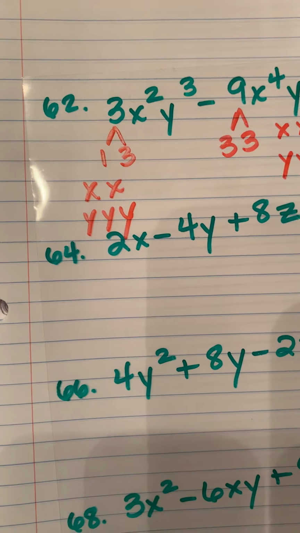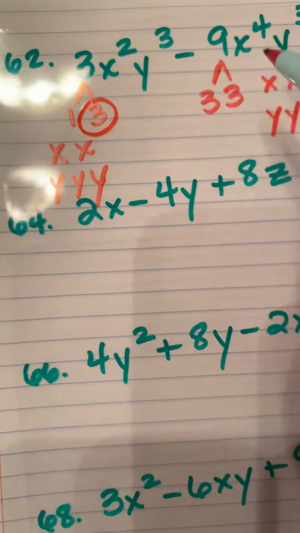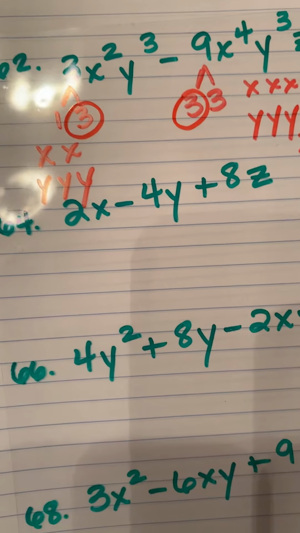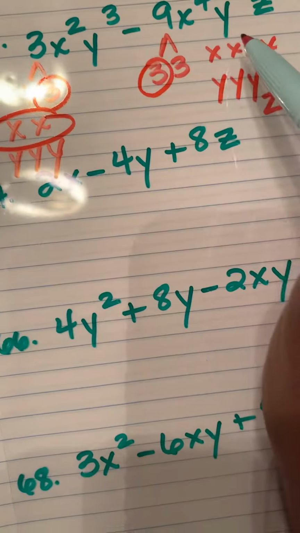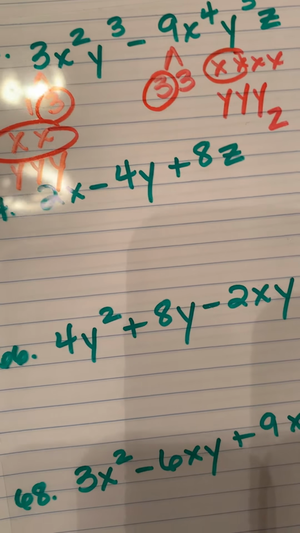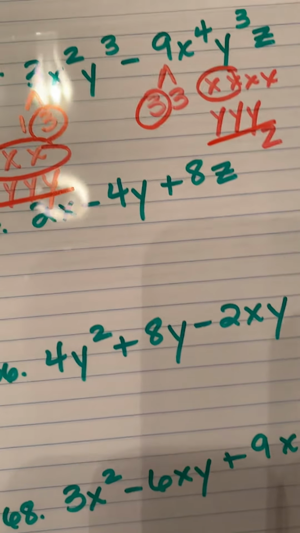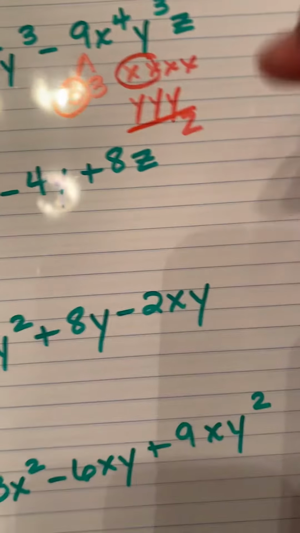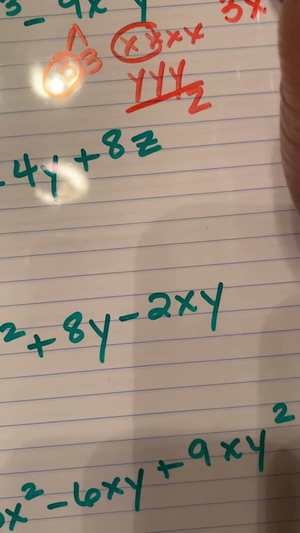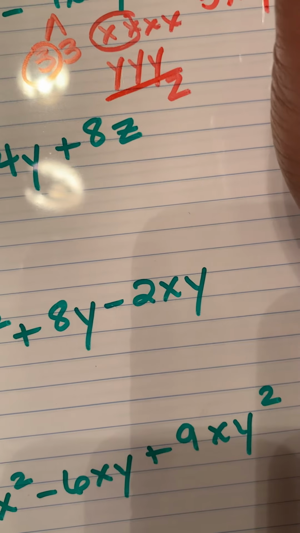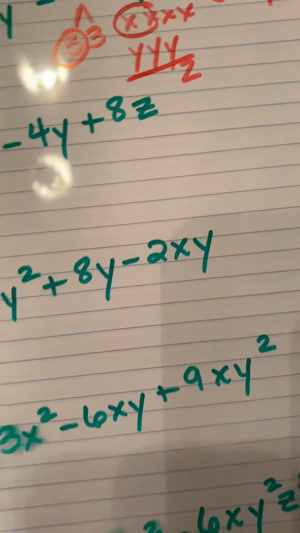So let's start underlining what we have in common. I have a 3 in common. 2 of these, 2 x's, and 3 y's. So what would you bring out? 3x to the second power, y to the third power. And then open up your parentheses for me.